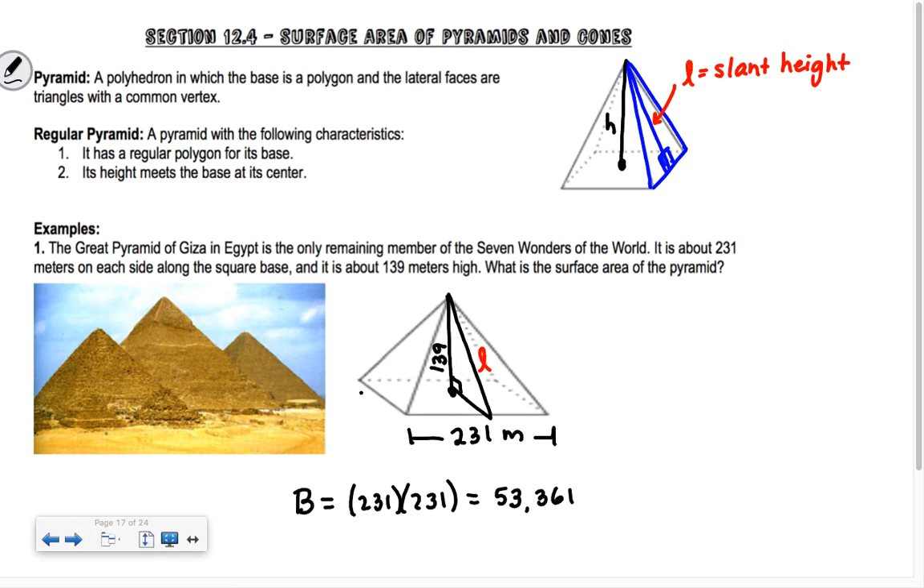So if we had 231, how much is the part that I'm drawing in blue right here? Half of 231, right? So we divide it in half and we get 115.5. So if we want to find L, do you see that we just do the Pythagorean theorem? We're going to say 115.5 squared added to 139 squared equals L squared.